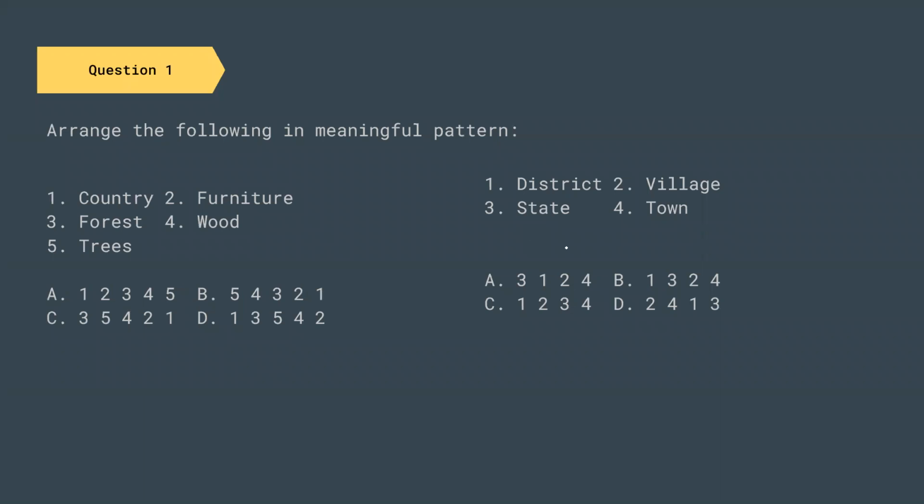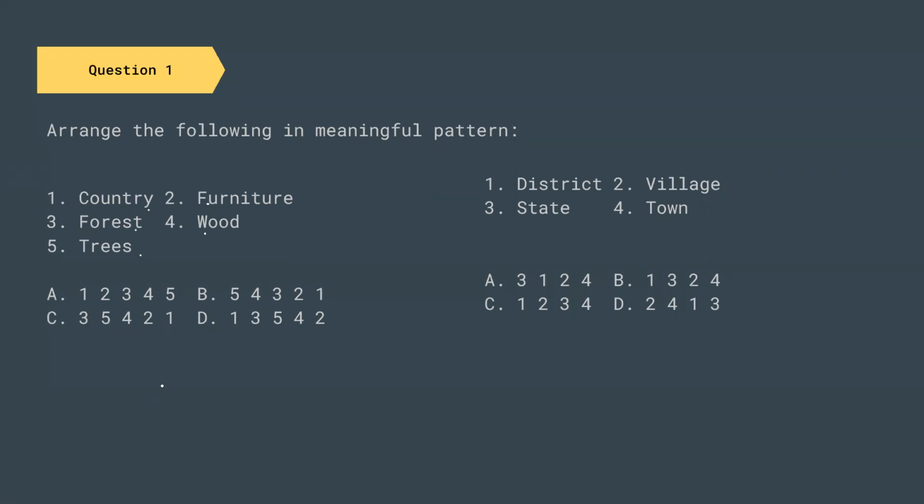This is one type of question. Arrange the following in meaningful pattern. So there are words and I have to arrange them in some meaningful order. So we have country, furniture, forest, wood, and trees. One of the obvious ways to approach this question would be to see the objects as a subset of another object. How can we see that?